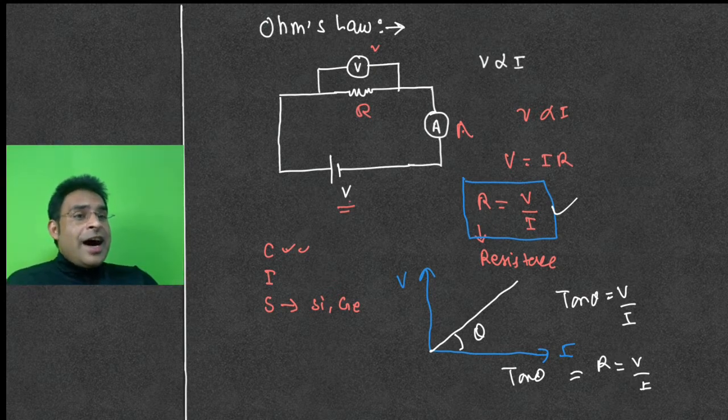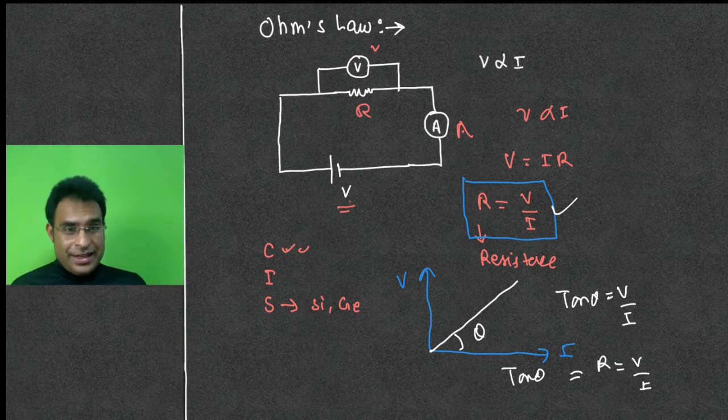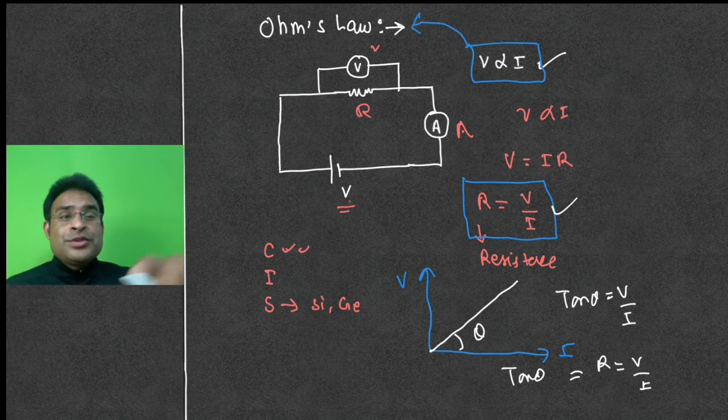So we have seen R is equal to V divided by I, but R does not depend on V and it does not depend on I as well. It depends on geometrical construction: length, area, and material. Why does it not depend on V and I? If I multiply V by 2, I will also be multiplied by 2, because V is directly proportional to I, and this statement is called Ohm's law.